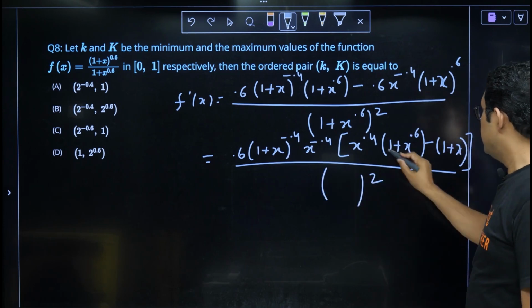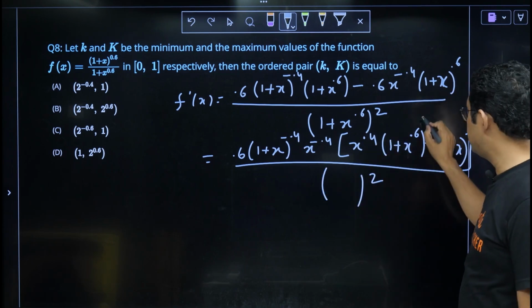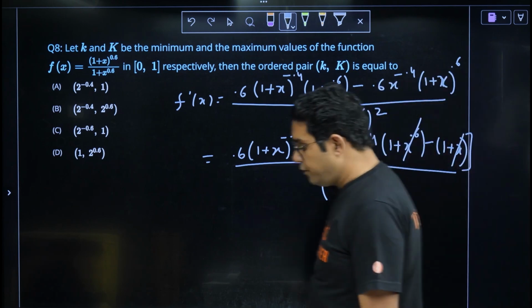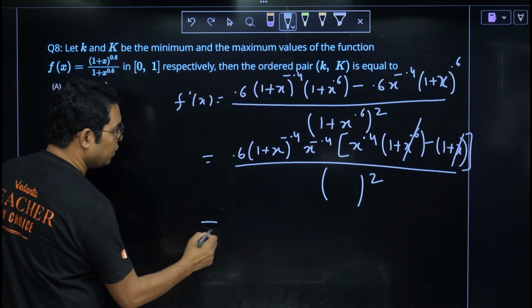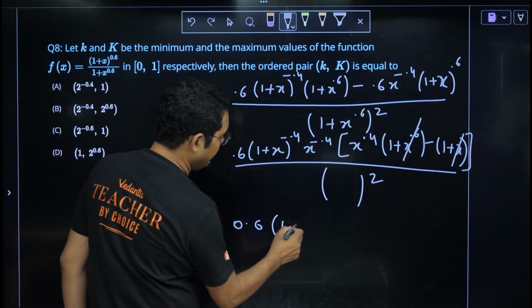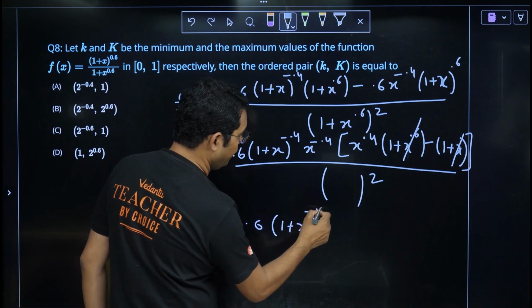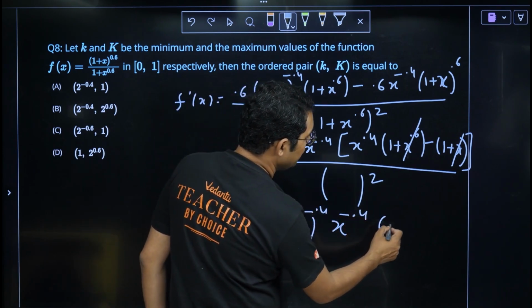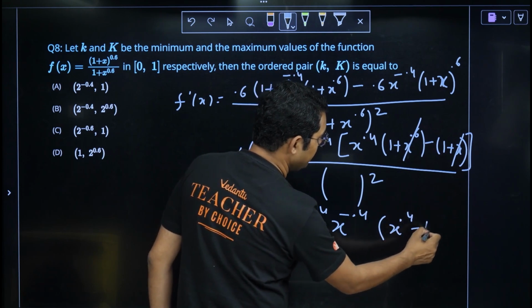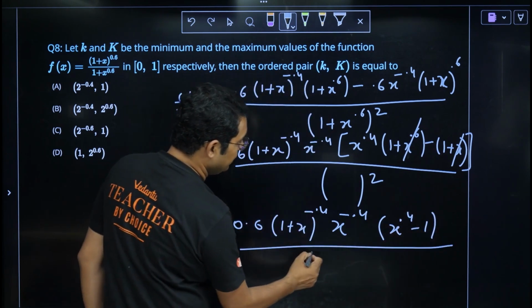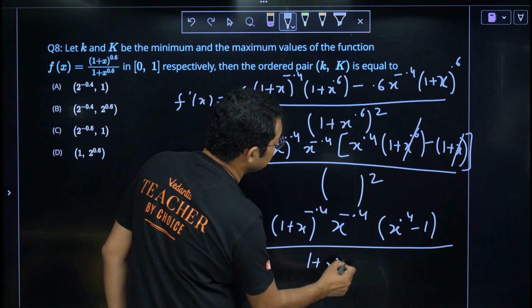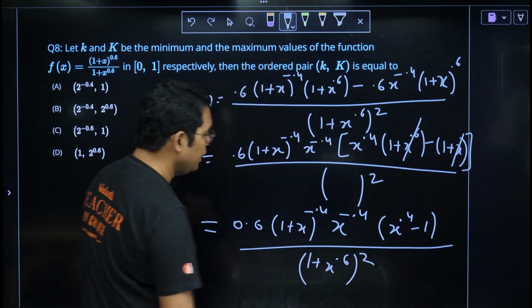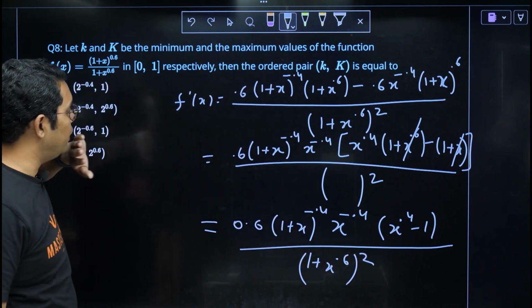If you solve it, x power 0.4 into x power 0.6 is x, we'll cancel it. So what we are having here is equal to 0.6 into (1 plus x raised to the power minus 0.4) into (x power minus 0.4 into x power 0.4 minus 1) upon (1 plus x power 0.6) whole square. Okay, so this thing for interval 0 to 1 will be negative.